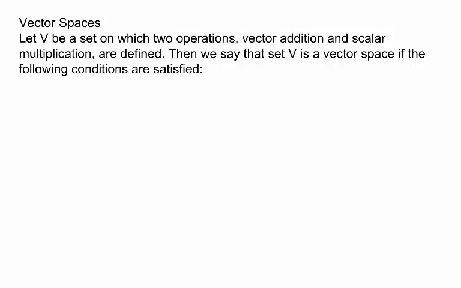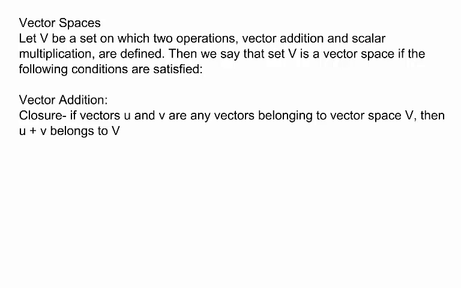In this video, we're going to talk about vector spaces. Let V be a set on which two operations, vector addition and scalar multiplication, are defined. Then we say that set V is a vector space if the following conditions are satisfied.